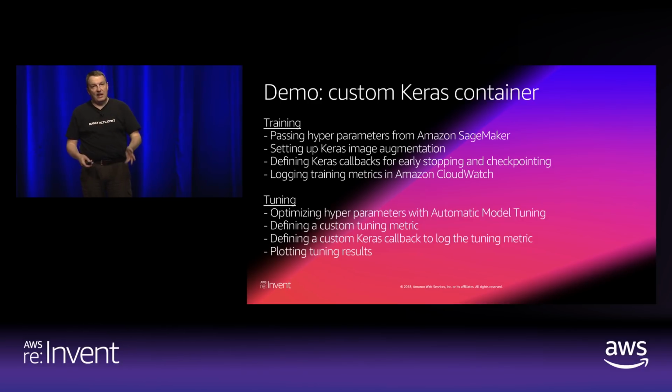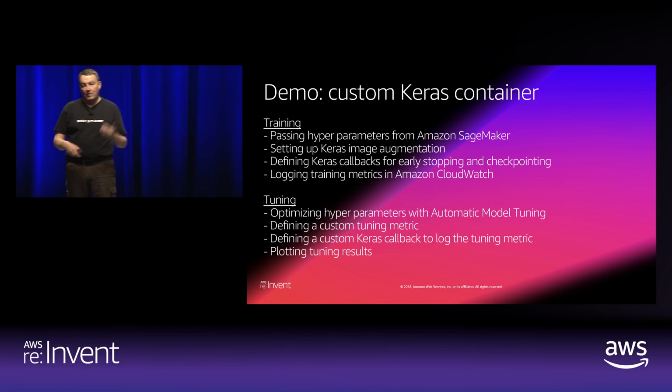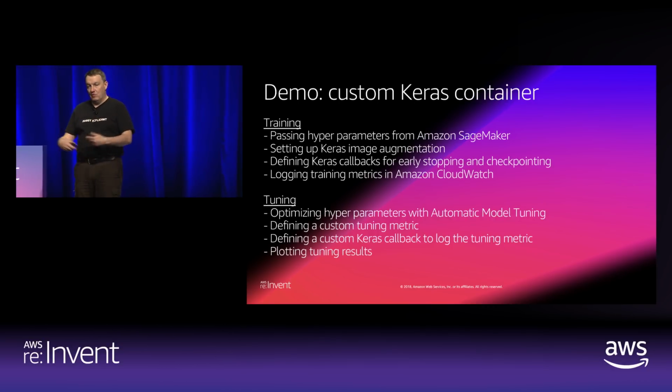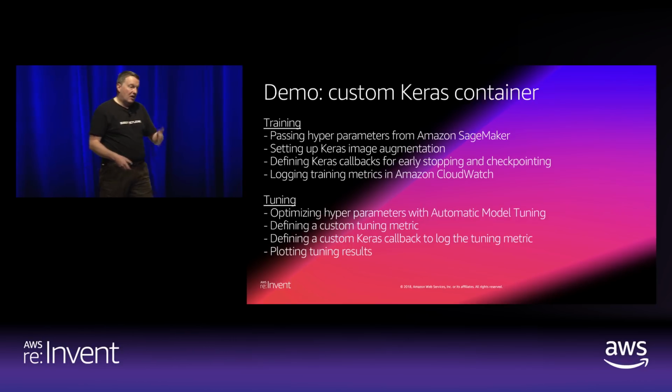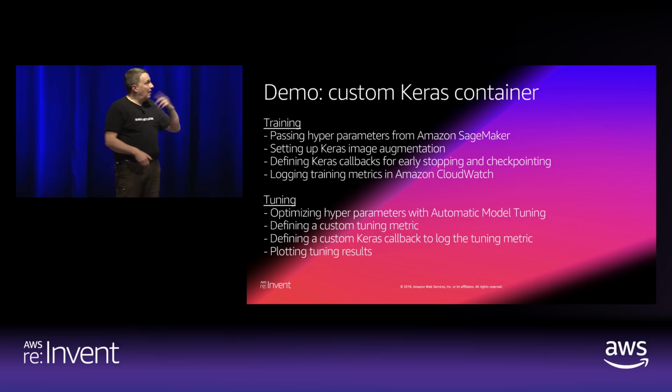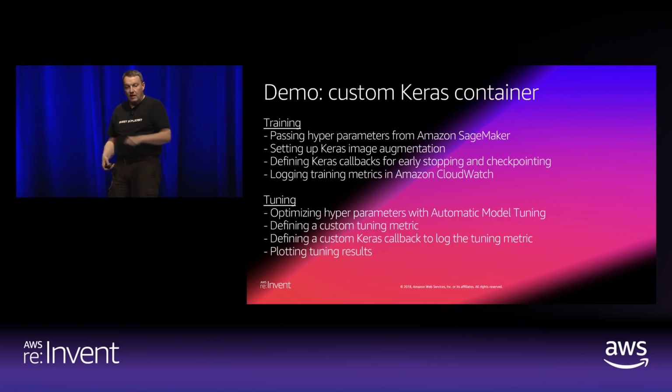Like how do you set up image augmentation to make the model even more accurate? How do you define callbacks for early stopping, so avoiding training too long? If your training doesn't improve anymore, there's no point going on, so you want to stop. And checkpointing, which saves the model after each epoch, so that once you have stopped training, you can figure out which one is the most accurate one and grab that model. So we're going to do that first.